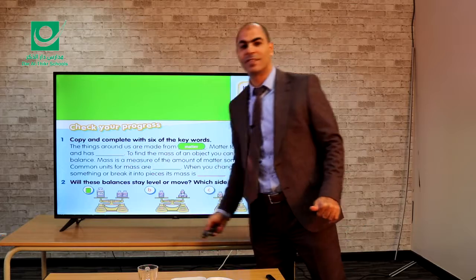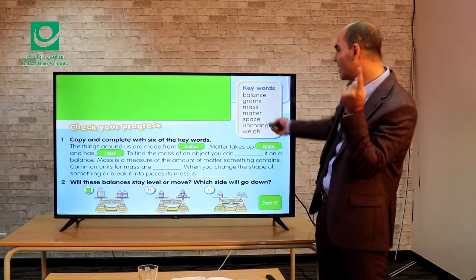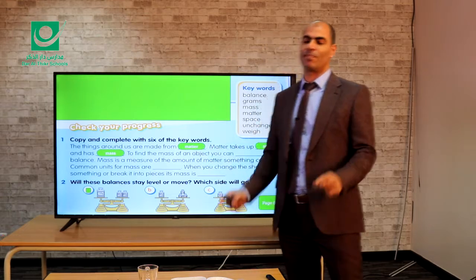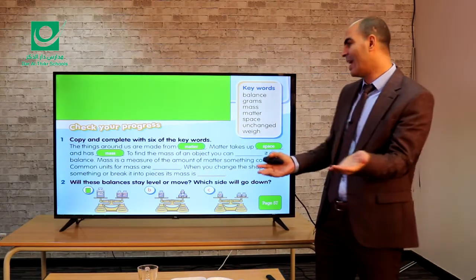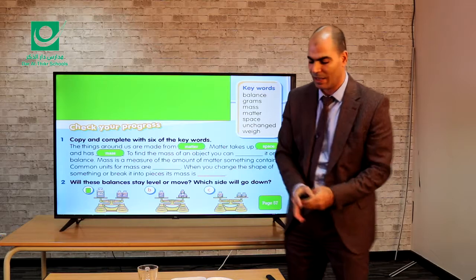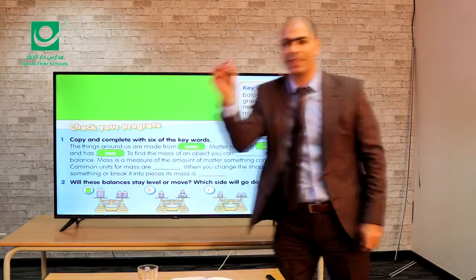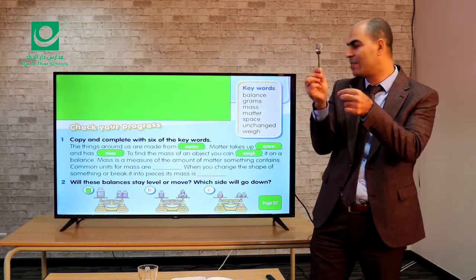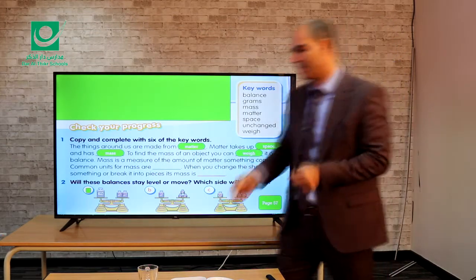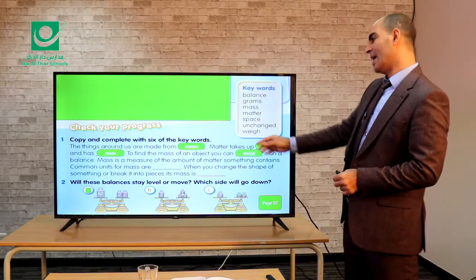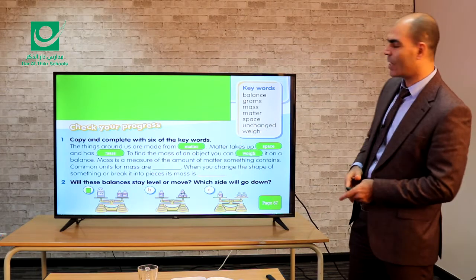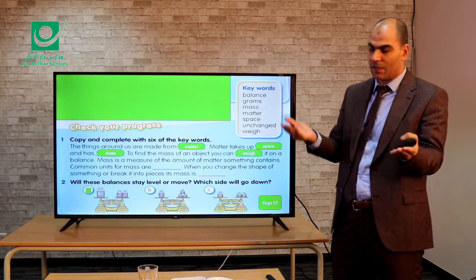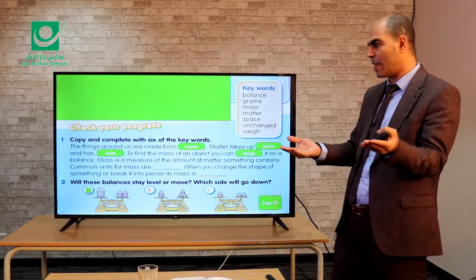And has what? One word, it has mass. That's the definition of matter. Matter has space and has mass. Let's look at this. This is an example of matter. It occupies space and has mass. Next, to find the mass of an object, you can weigh it on a balance. If you remember the balance, the tool of weighing.